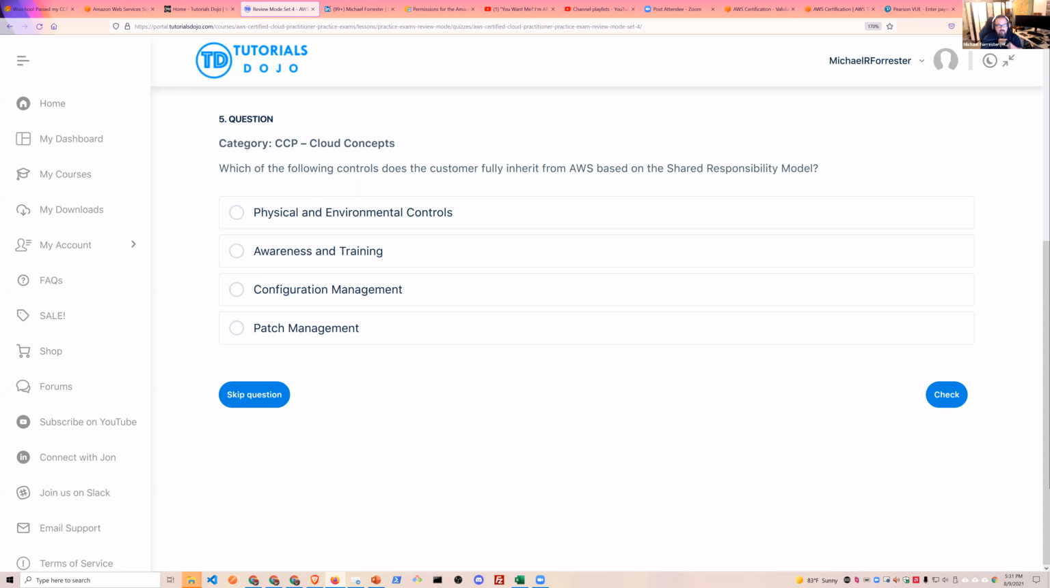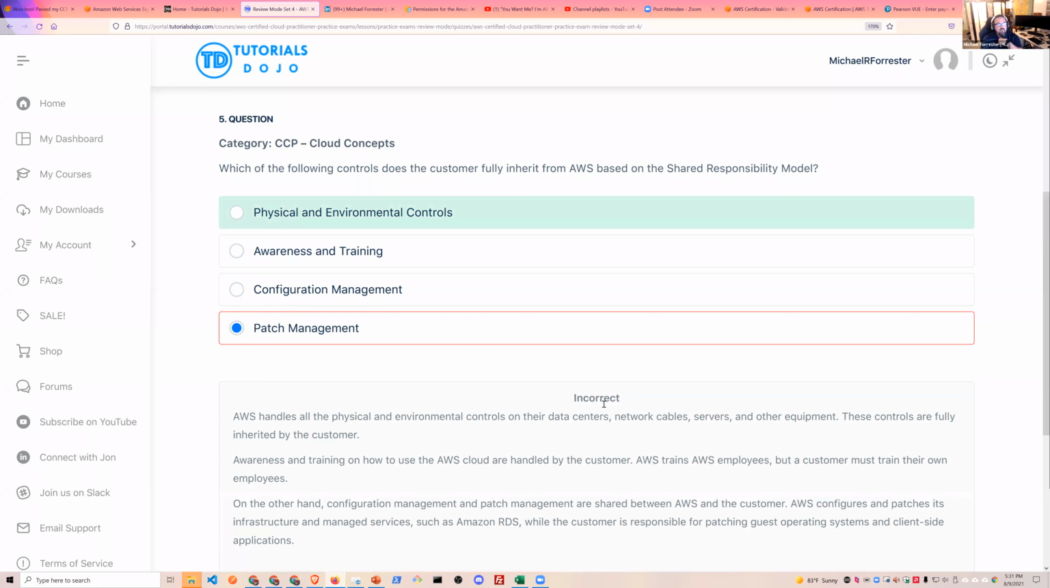All right, let's see. Looking at the timestamps, I see that someone posted 4. This question is actually a little confusing. When they say which does the customer fully inherit, you would think they mean what you are responsible for? So the question's a little badly worded. What they're actually saying is, what is it that AWS actually has covered for you?